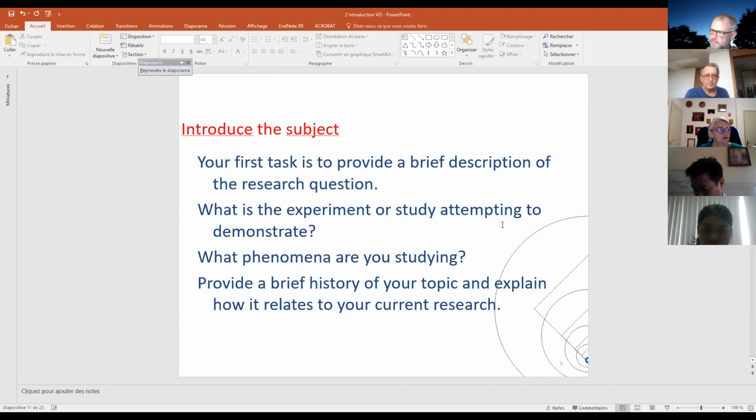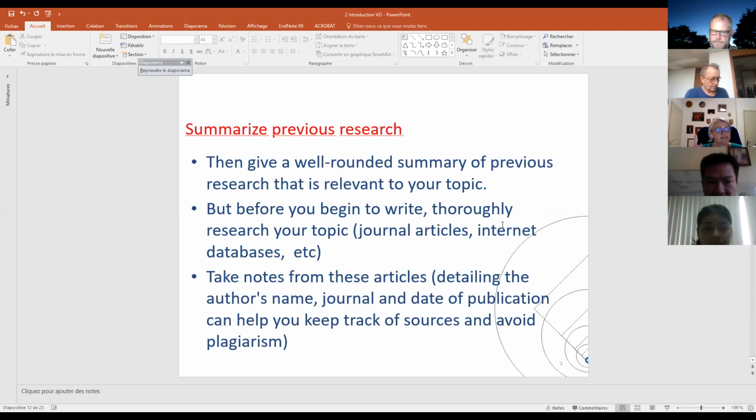So, introduce your subject, a brief description: what is the experiment, what phenomena are you studying, and a brief history, and explain how it relates to your current research. Summarize the previous research, well-rounded, that is relevant to your topic. Don't go off on some kind of intellectual discussion on subjects that are so far away. Don't do that. You'll lose your reader, and your reviewer will probably say it's irrelevant.